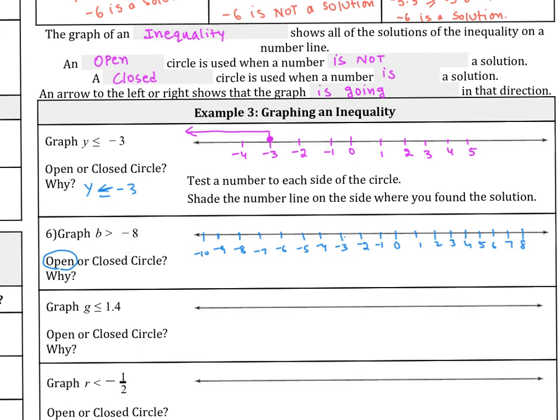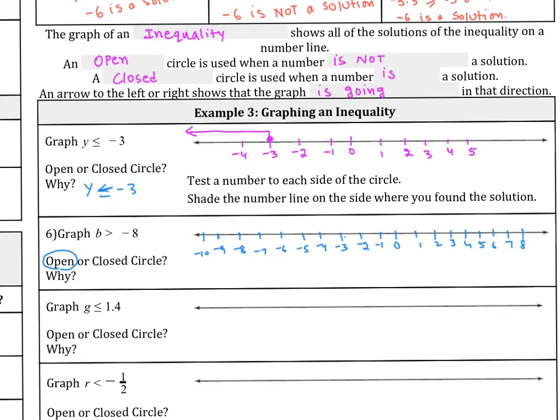Now which direction is it going to go? So this is -8. This is what we're going to look at. B, read this always from the variable. B is greater than -8. So the greater side is this side right here.